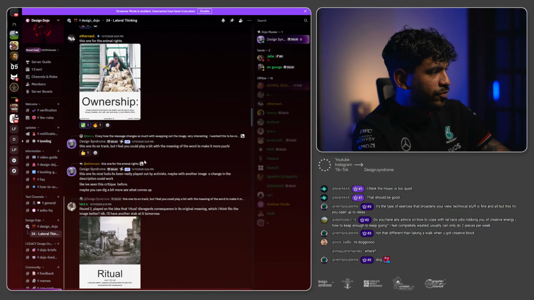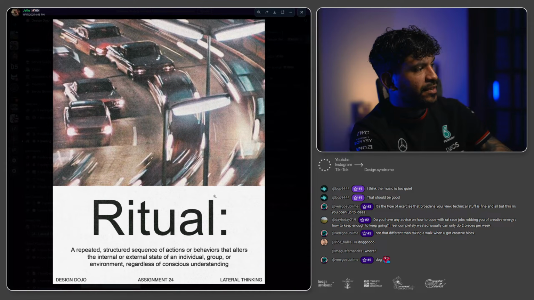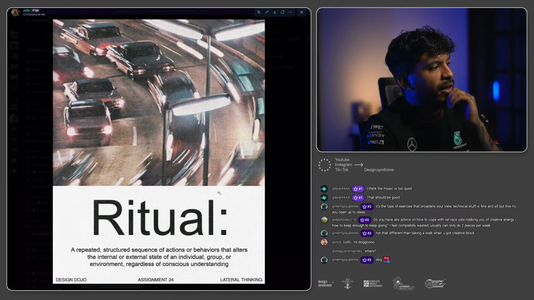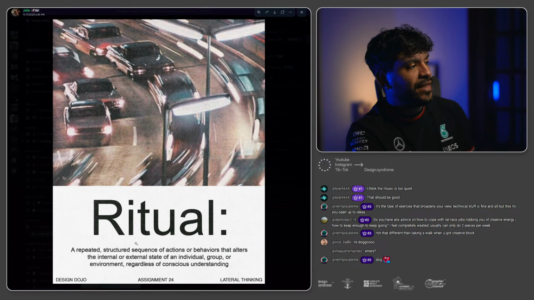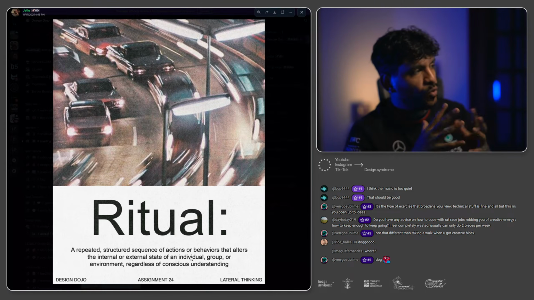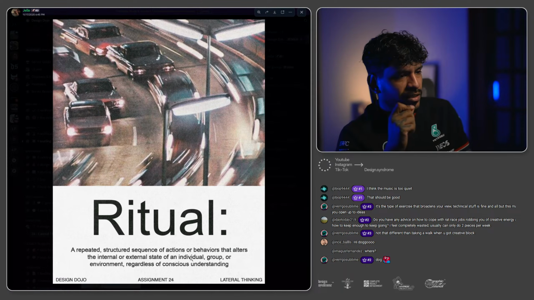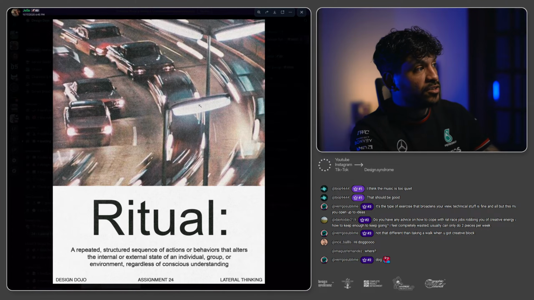There was one really good for ritual that I liked, which is this one, right? A repeated structured sequence of actions and behaviors that alters the internal or external state of an individual, group, or environment regardless of conscious understanding, right? What's happening with this one is that the caption is way too long. You know, you can condense it far more and make it more impactful. It could be like a repeated structured sequence of actions regardless of conscious understanding. And that's ritual, and that functions for the image.